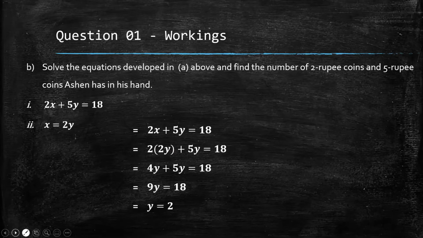So now you know y equals 2 and x is equal to 2y. So replace y with 2 in your second equation. You can use either your second equation or first equation to solve x. Since the second equation is simpler, I use my second equation. So x is equal to 2y, x is equal to 2 times 2, x will be 4. So Ashen has 4 2-rupee coins and 2 5-rupee coins in his hand.